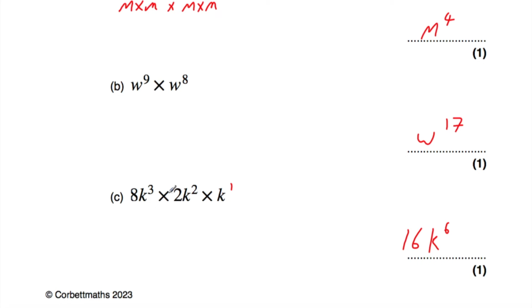And that's it. And just to recap that, we've got 8k cubed multiplied by 2k squared multiplied by k. Well, 8 times 2 is equal to 16. And k cubed multiplied by k squared, that'll be k to the power of 5. And then multiplied by another k would be k to the power of 6. So the answer is 16k to the power of 6.